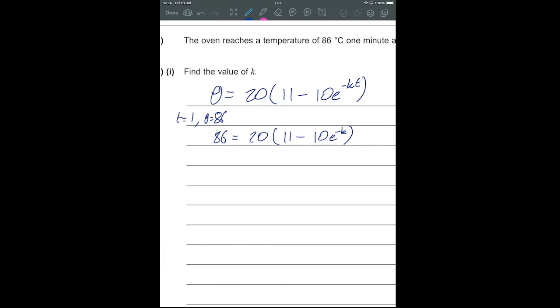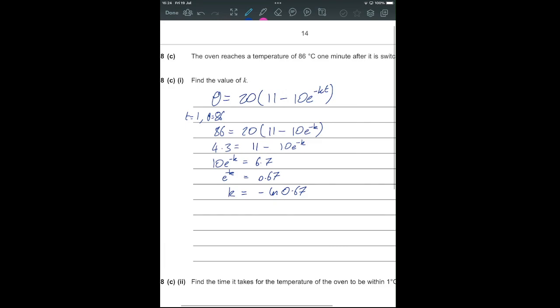Maybe the easiest way is to divide by 20 first. Of course, there's lots of different ways to tackle a question like this. I'm going to move the 10 e to the negative k to one side and put the 4.3 on the other, giving me 6.7. So e to the negative k is 0.67. So k is negative ln of 0.67.